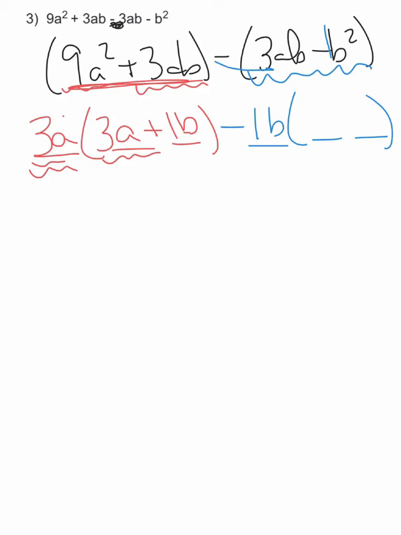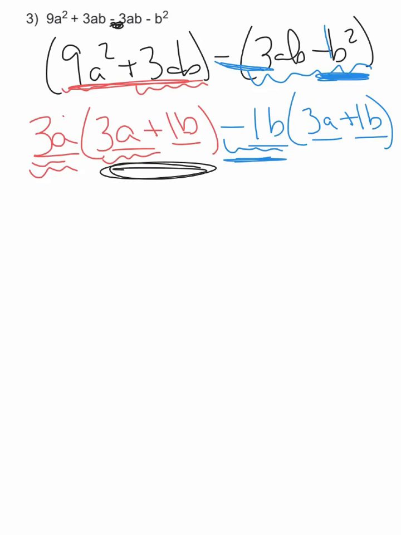So we're going to use this as negative. 3 divided by negative 1 will give us positive 3. We still have an a, and our b's would cancel. B divided by b, that goes away. Then our second term here, negative 1b squared divided by negative 1b. A negative divided by a negative is a positive 1. Subtract our b's. 2 minus 1 would give us 1b.